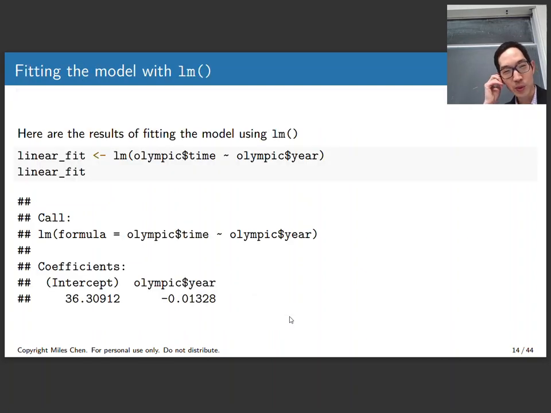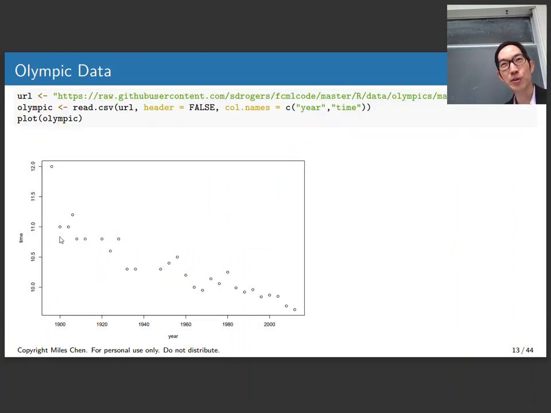One way is to just ask lm and see what our answers are going to be. So I could say, predict the time using the year. And this says intercept 36.3, slope of negative 0.01328. In this case, the intercept doesn't quite make sense. What is our predicted time if the race was held in the year 0? If you go back 2,000 years or something, and if they had a foot race then.